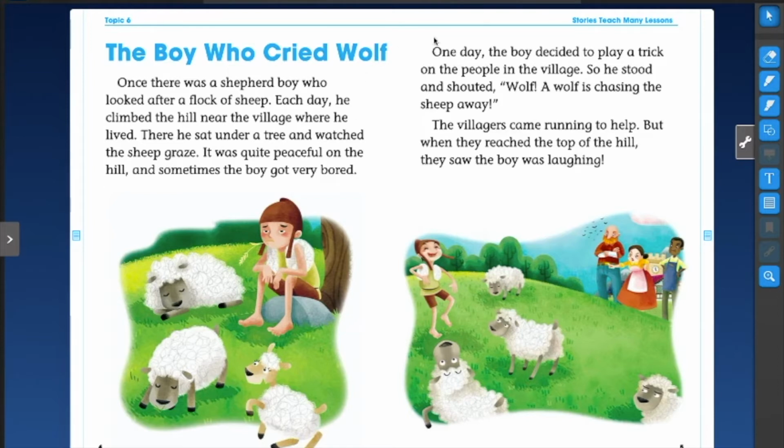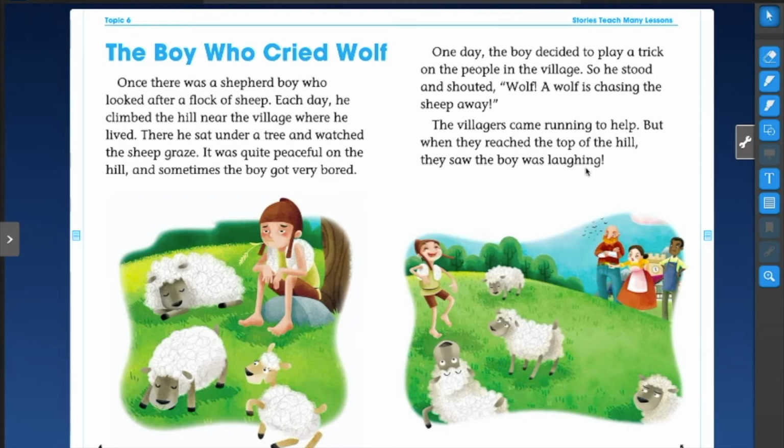Let's keep reading. One day, the boy decided to play a trick on the people in the village. So he stood and shouted, "Wolf! A wolf is chasing the sheep away!" The villagers came running to help, but when they reached the top of the hill, they saw the boy was laughing. Did you hear any key details?